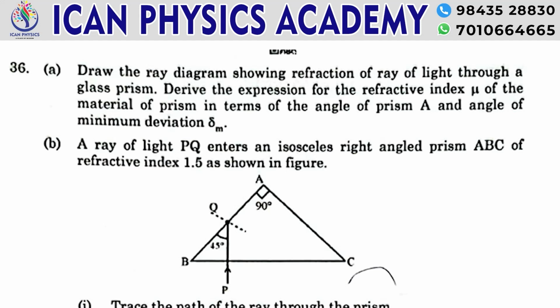Draw the ray diagram showing refraction of a ray of light through a glass prism. Derive the expression for the refractive index mu of the material of the prism in terms of the angle of the prism A and the angle of minimum deviation delta m.